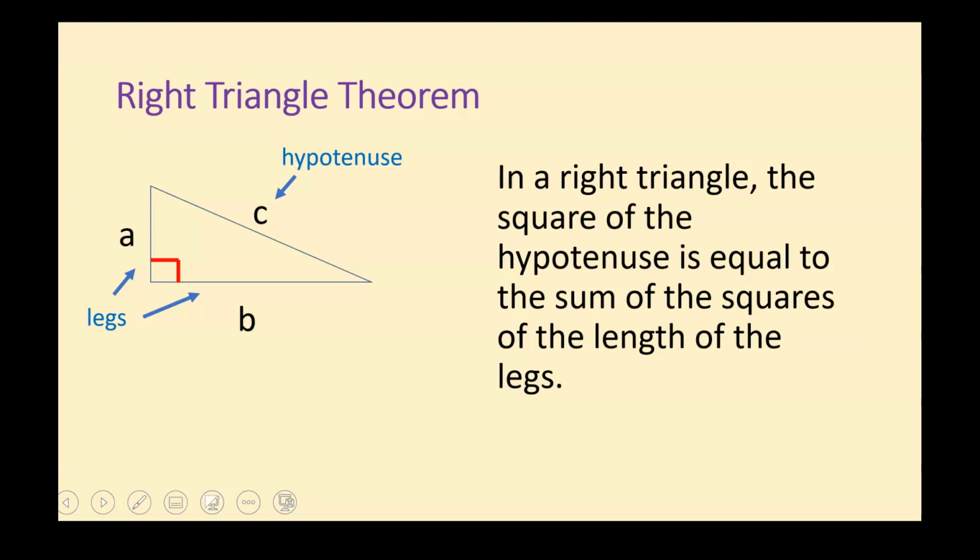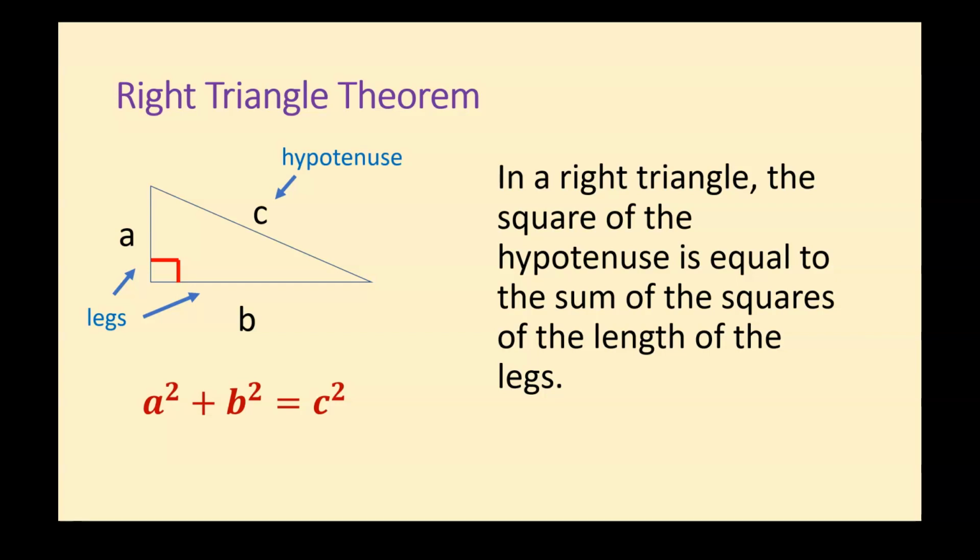So we know in a right triangle, the square of the hypotenuse is equal to the sum of the squares of the lengths of the legs. So where we have the C, the hypotenuse is always the long side of the triangle. So what this phrase is telling us is that a squared plus b squared is equal to c squared. So the sum of the legs squared, a squared plus b squared, is equal to the longest side of the triangle, which is c squared.